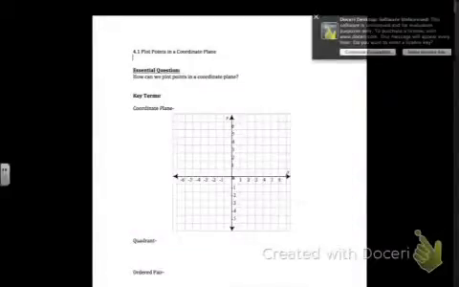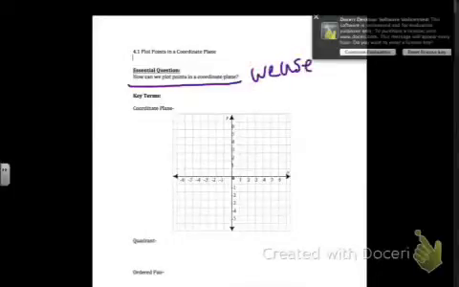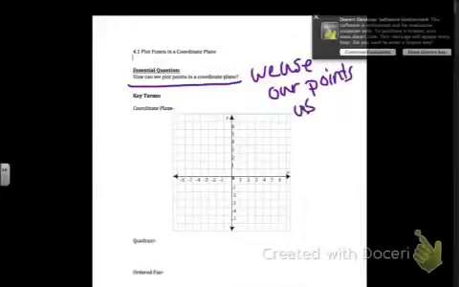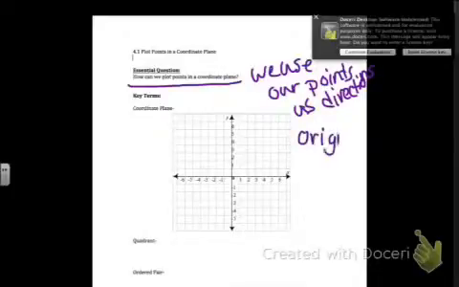So if we go back to our first page and we look at our essential question, how can we plot points in a coordinate plane? Well, we use our points as directions. And how do we use them as directions? Well, we start at the origin, and then we move.